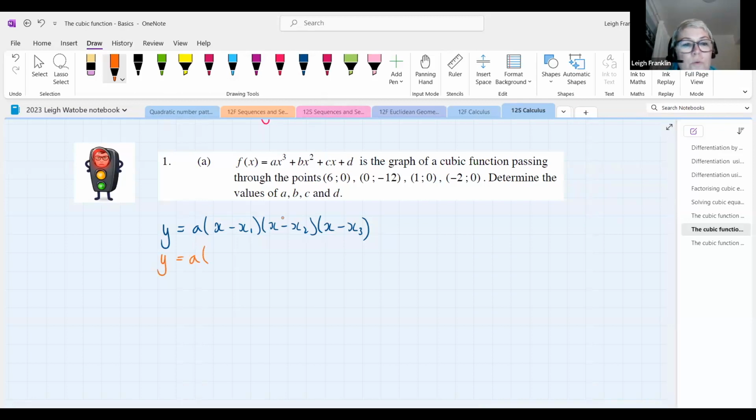So you would have subbed in x minus 6. You would have subbed in x minus 1. You would have subbed in x plus 2. Then in place of your x and your y, you would have made y equal to negative 12, and you would have made x equal to 0. When you multiplied your 3 brackets together, you should get positive 12a equals negative 12, and a should be equal to negative 1.